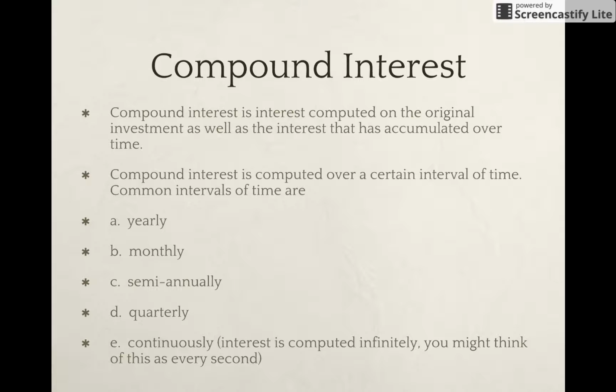Compound interest is interest computed on the original investment as well as the interest that is accumulated over time. When we talk about compound interest, it's usually computed over some interval of time that could be yearly, monthly, semi-annually, or quarterly. Lastly, it could be continuously, which is somewhat of a hard concept to think of. This would be where we're computing the interest at each moment in time. We might think of that as computing the interest every second.